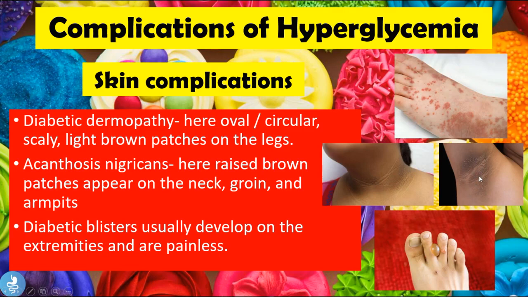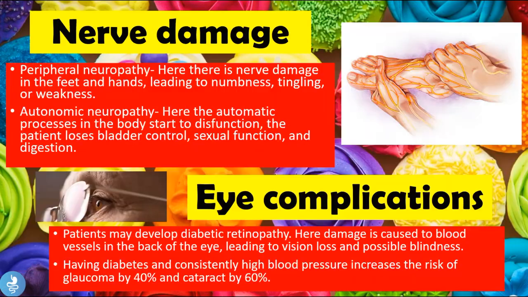We can then have diabetic blisters, which usually develop on the extremities and are painless. So this is what a diabetic blister actually looks like. Moving on, we can also have other complications of hyperglycemia, such as nerve damage. Here the patient may suffer from peripheral neuropathy. Here there is nerve damage in the feet and hands, which leads to numbness, tingling, and weakness.